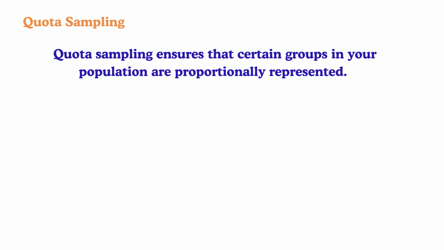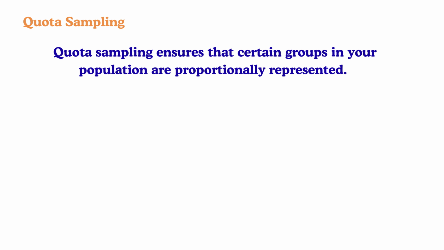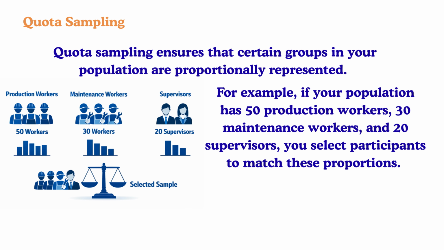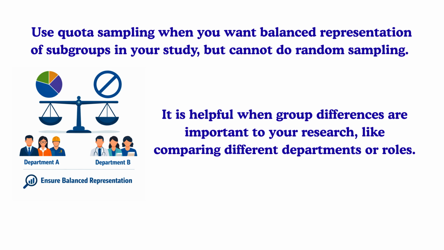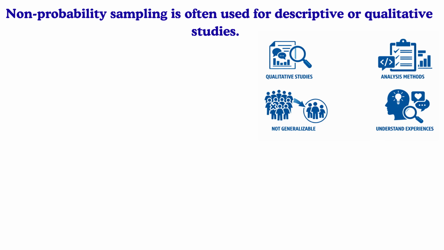Quota sampling. Quota sampling ensures that certain groups in your population are proportionally represented. For example, if your population has 50 production workers, 30 maintenance workers, and 20 supervisors, you select participants to match these proportions. This makes sure the sample reflects the population structure. Though participants are not randomly selected, use quota sampling when you want balanced representation of subgroups in your study, but cannot do random sampling. It is helpful when group differences are important to your research, like comparing different departments or roles.